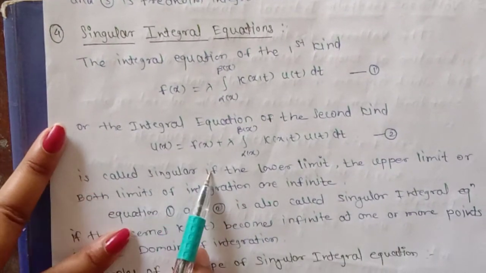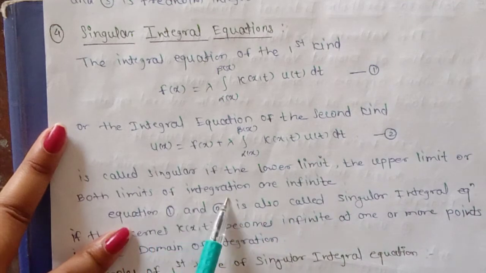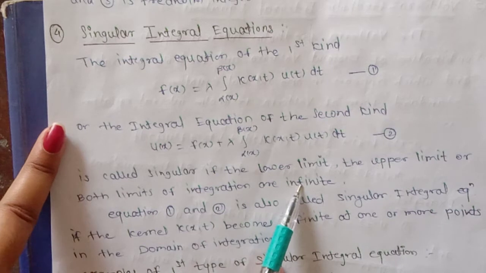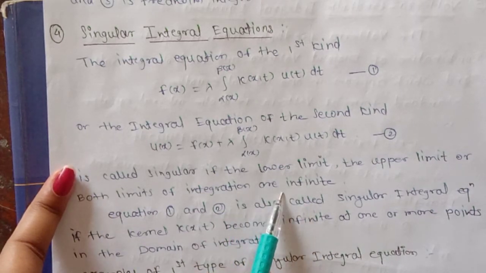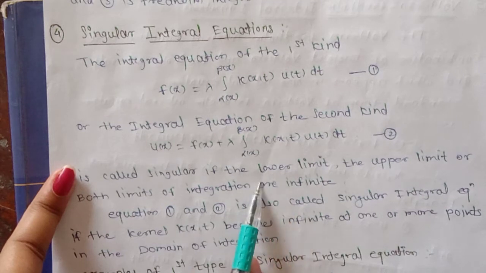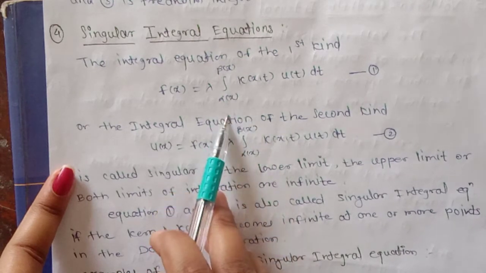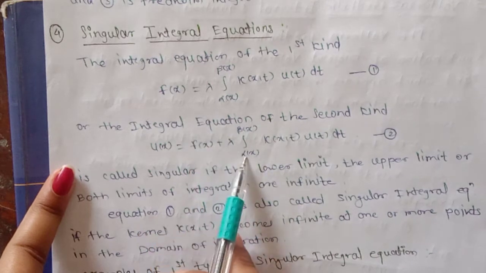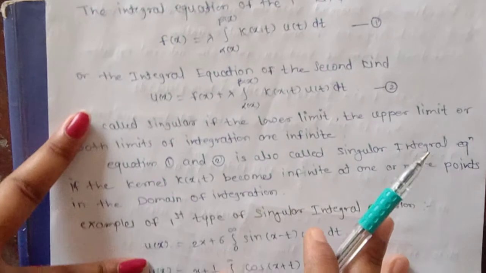Now it is called singular if the lower limit, the upper limit or both limits of this integration are infinite. We already saw in the remarks that any integral equation is said to be singular if its limits are infinite. It has no finite limit. Either one limit is infinite or both limits are infinite. So in that equation, if one limit or both limits are infinite, then this type of integral equation is said to be a singular integral equation.